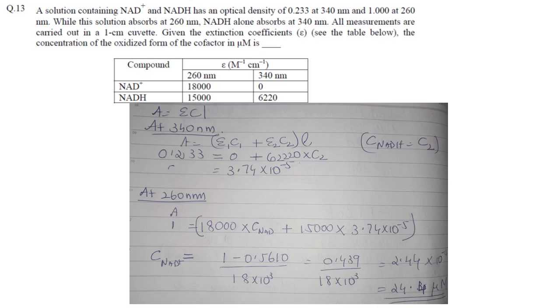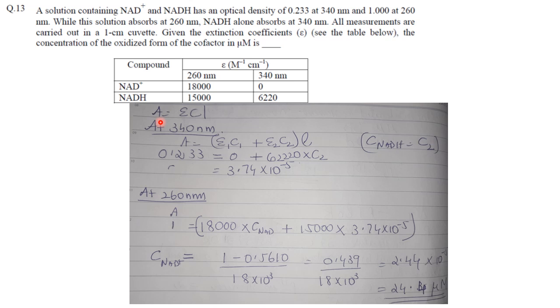Then next one. A solution containing NAD plus and NADH has an optical density of 0.233 at 340 nanometers and 1 at 260 nanometers. So the solution has an optical density of 0.233 and 1 at 340 and 260 nanometers. While this solution absorbs at 260 nanometers, NADH alone absorbs at 340 nanometers. Okay, so NADH absorbs at 340 nanometers. All measurements are carried out in a 1 centimeter cuvette. Given the extinction coefficients in the table, the concentration of the oxidized form of the cofactor in micromolar is.